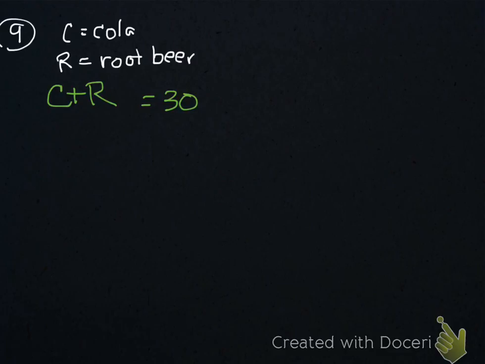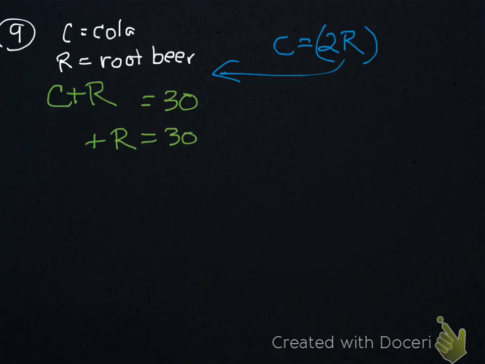Now let's look at the next sentence, because usually a sentence is an equation. Cola is equal to twice the number of root beer. They even told you what to write: cola equals twice root beer. Well, this is awesome because for substitution, this tells me what I can plug in for my C value. So let's put that in there. We're going to have C plus R equals 30. And what was the C? The C is 2R.